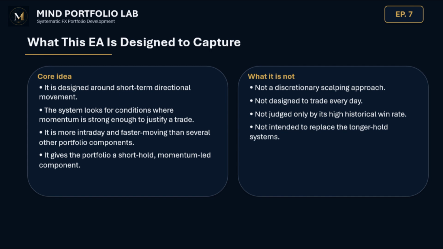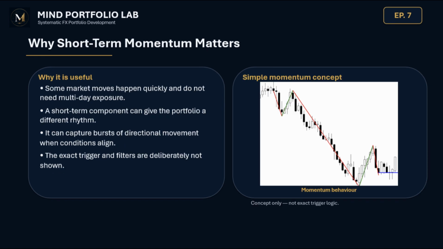That matters because a portfolio should not rely on only one type of trade. Some strategies hold for hours or days. Some wait for very selective confirmation. Some trade around levels or structure. This one gives the portfolio exposure to quicker movement and a shorter average holding profile. That can be useful, but it also needs to be understood properly. Short-term does not mean low risk. It simply means the risk is expressed differently.